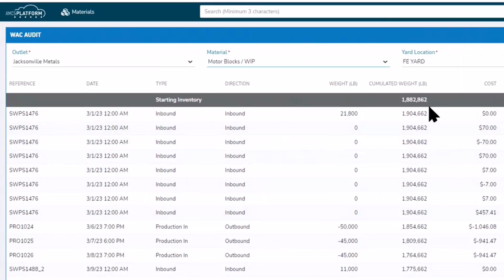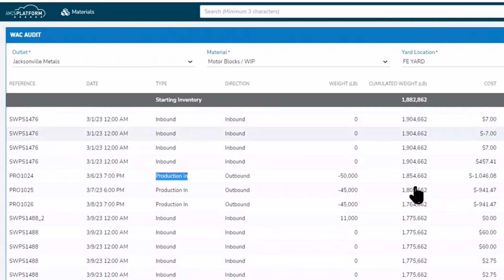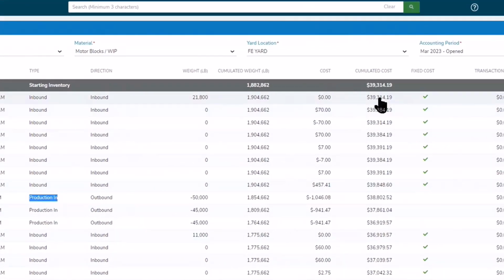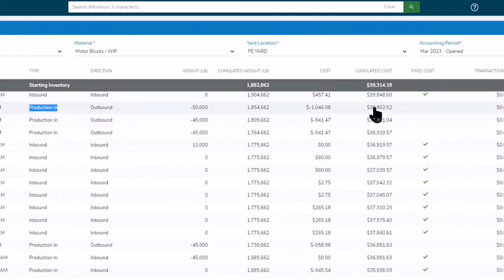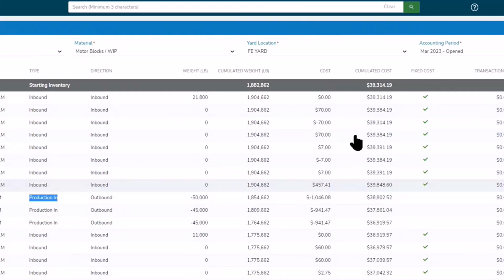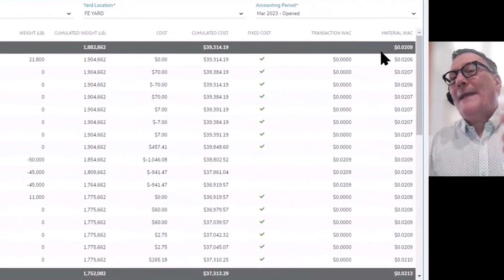So here's our starting inventory at 1.8 million pounds. And what this is listing here is every single transaction, how it affects the accumulated weight, whether it's intake or output. Again, we're looking at motor blocks. So we're buying them and we're also putting them into production records. So this is a running total of the weight as it's added to or subtracted from. A running accumulated cost as we're buying material and accumulating cost, and we're relieving that cost as we put it into a production record or an outbound transfer. And most importantly, the material weighted average costing.